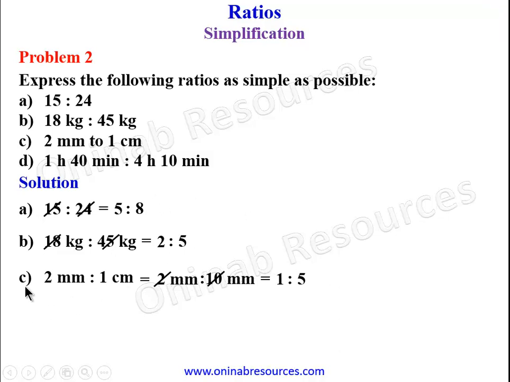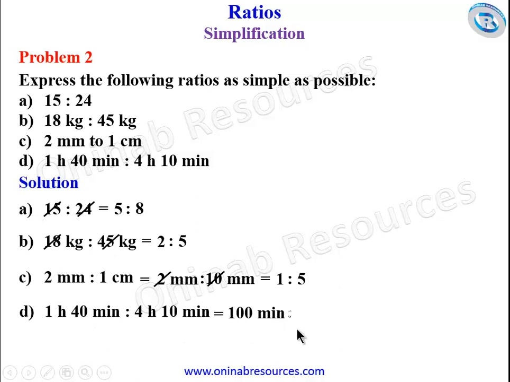Now we have D, which is 1 hour 40 minutes ratio 4 hours 10 minutes. So we're going to change everything to minutes. 1 hour is 60 minutes plus this 40 will give us 100 minutes. It means 1 hour 40 minutes is equal to 100 minutes altogether. Then ratio 4 hours 10 minutes is going to be 240 plus 10, because 4 times 60 is 240. Then plus 10 gives 250 minutes.